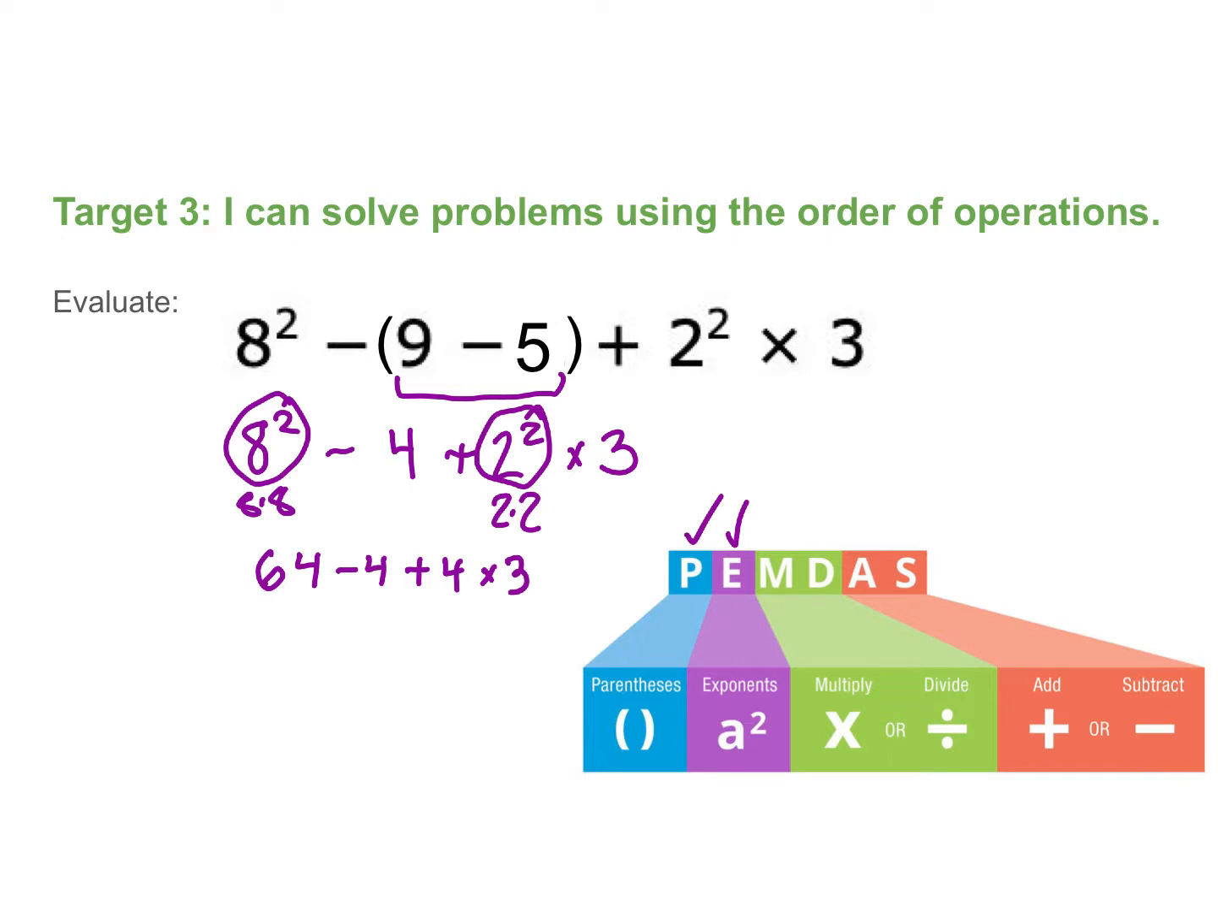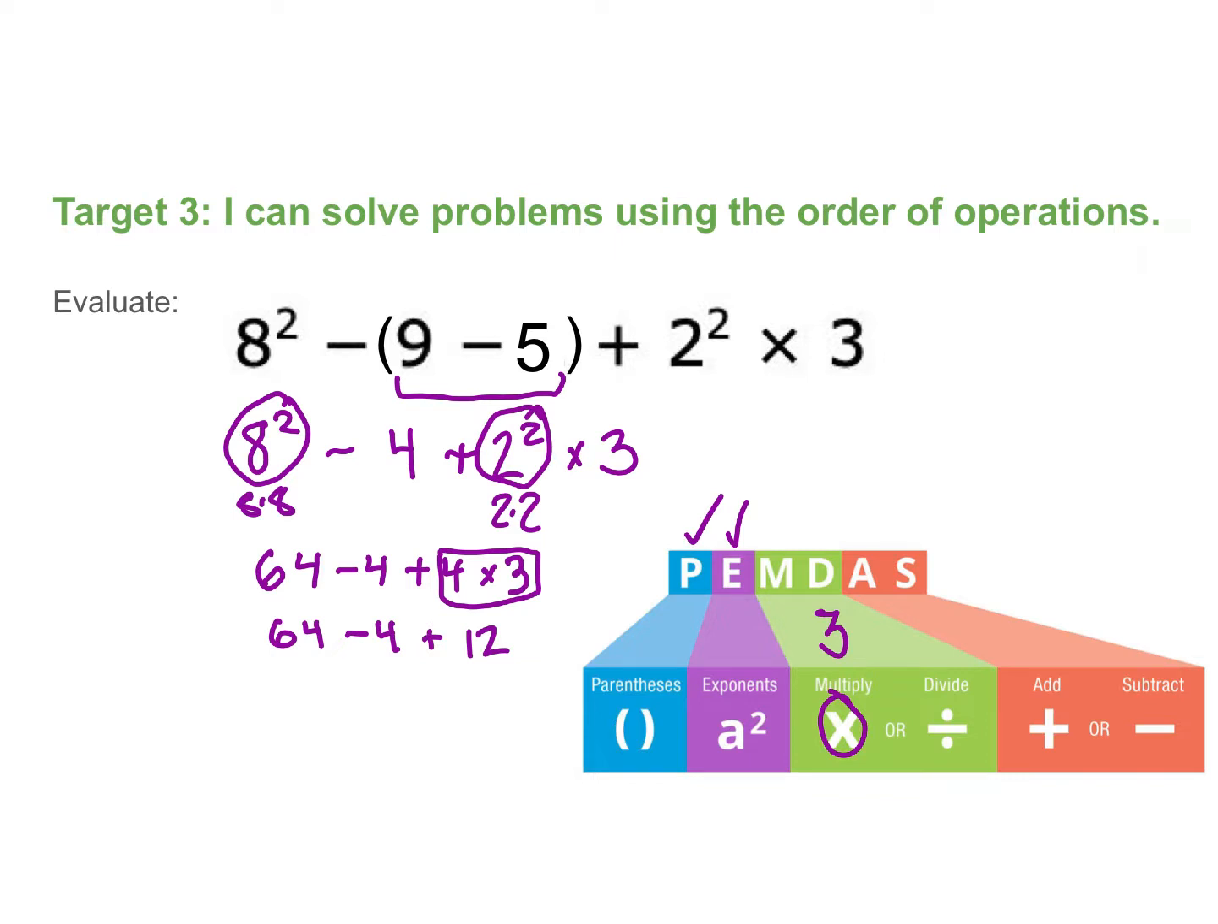All right, so I have a minus and a plus and a times. Well, if I look at step 3 here, multiply and divide is next, and I see that I do have a multiply. So I'm going to go ahead and do that next. I get 12. So in the front, I have 64 minus 4 plus 12.